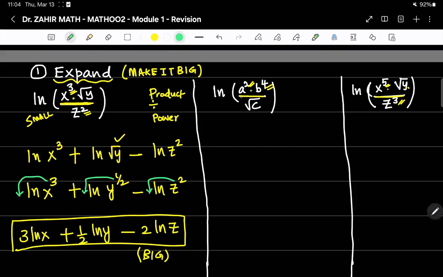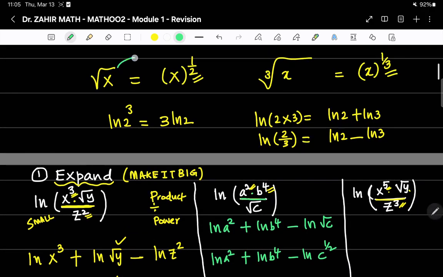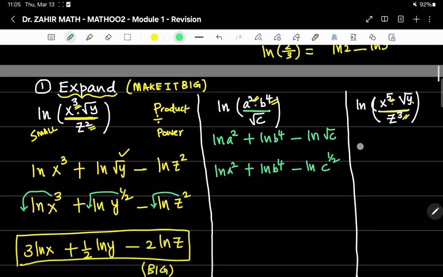There is a product, there is a divide. So what we are going to do? ln a square plus ln b power 4 minus ln square root of c. Of course, a, b, c are similar to x, y, z. Nothing to worry. So ln a square plus ln b power 4 and minus ln, there is c to the power of square root. Square root can be written as 1 by 2. Just now I told you.